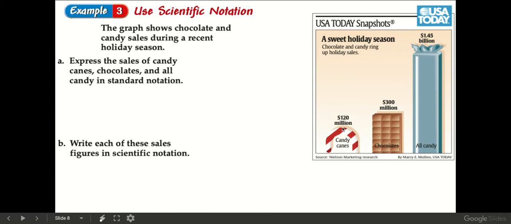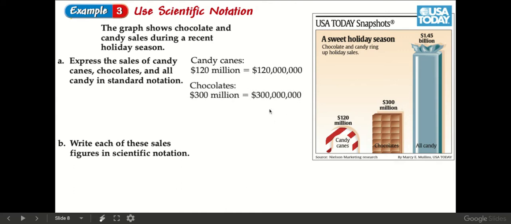So 120 million, remember a million represents 10 to the sixth power. So I need to move the decimal point 6 places to the right, which creates this number in standard notation. And now I'm going to look at 300 million. Again, million represents 10 to the sixth power. So it's going to move the decimal point 6 places to the right, which creates this number in standard notation.